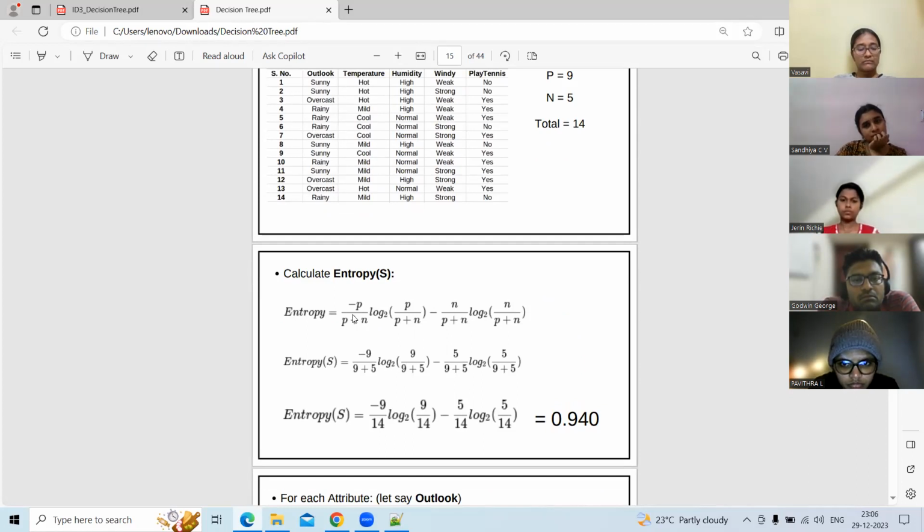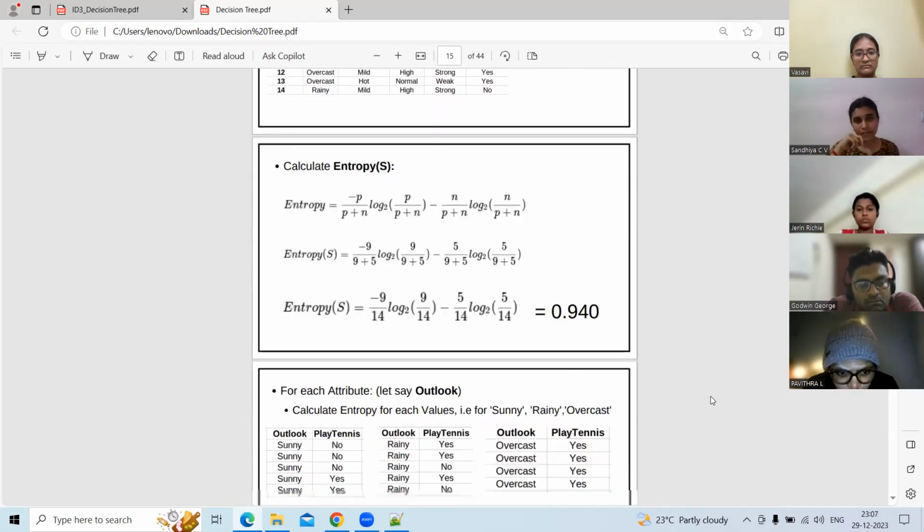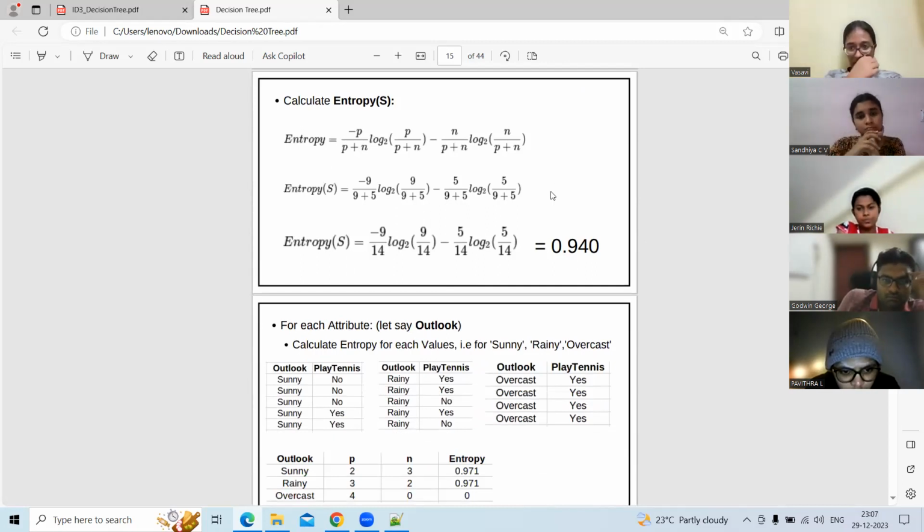So the formula for entropy is this thing. I mean, sigma P log P, where P is the probability. Here, what is the probability of positive? The probability is 9 by 14 times log 9 by 14 base 2, minus 5 by 14 log 5 by 14 base 2. So this is the total entropy.